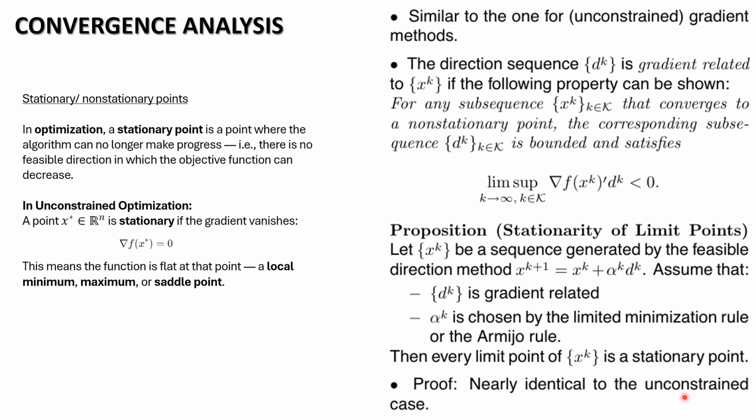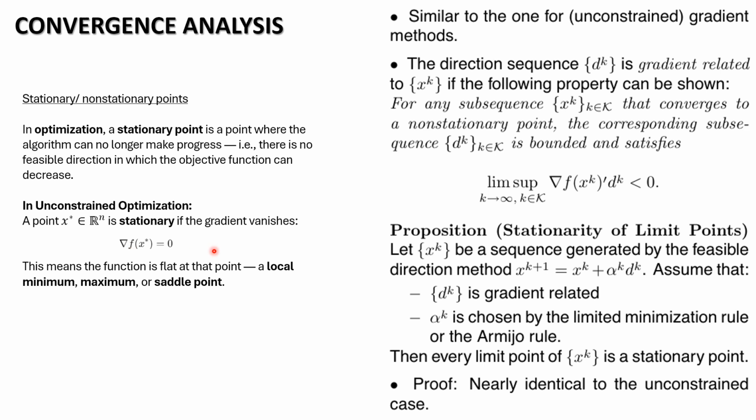So, finalizing a little bit, we ensure that the feasible direction method is theoretically sound. If you choose good directions and step sizes, then your iterates won't diverge or cycle, and every limit point will be stationary. That is, it's a candidate for a constrained local minimum.